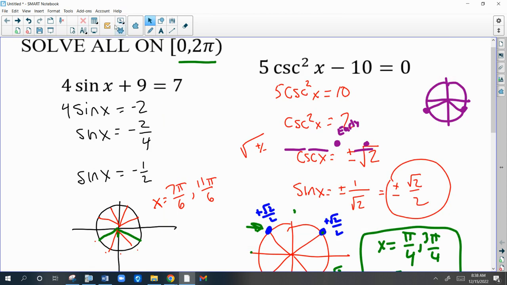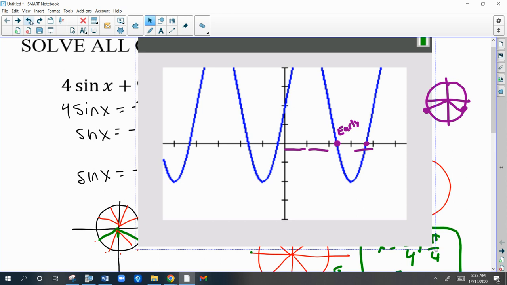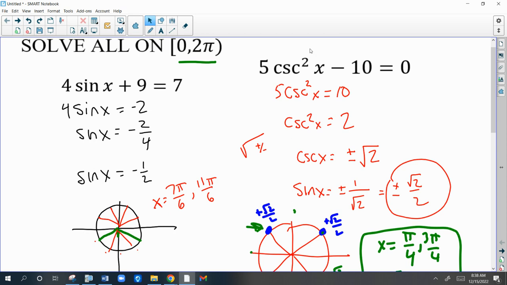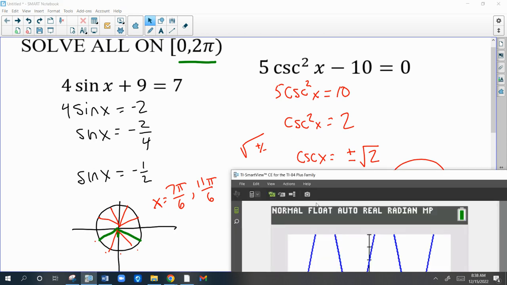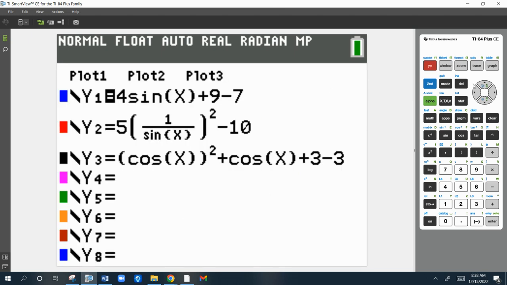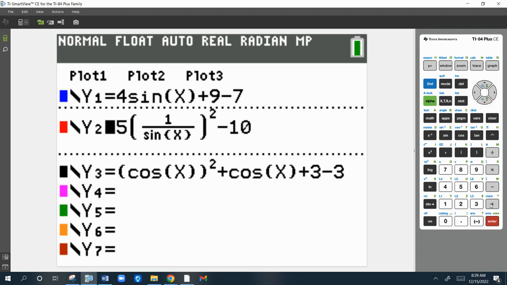So let's look at the next one. Let me get rid of all this stuff. All right, so the next one was the 5 cosecant. On my calculator, I'm just going to turn off the sine and turn on the next one. This will be in red.